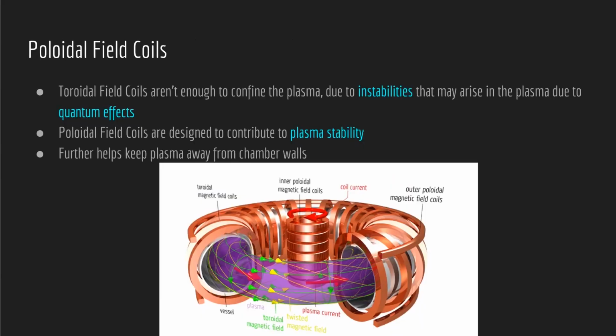Moving on to poloidal field coils. Toroidal field coils aren't enough to confine the plasma due to instabilities that may arise in the plasma due to quantum effects. The poloidal field coils are designed to contribute to plasma stability and further helps keep plasma away from the chamber walls. The exact mechanisms of the poloidal field coils are quite complicated and frankly beyond the scope of this video, but perhaps if you like and subscribe, we'll be able to do more videos on this subject.